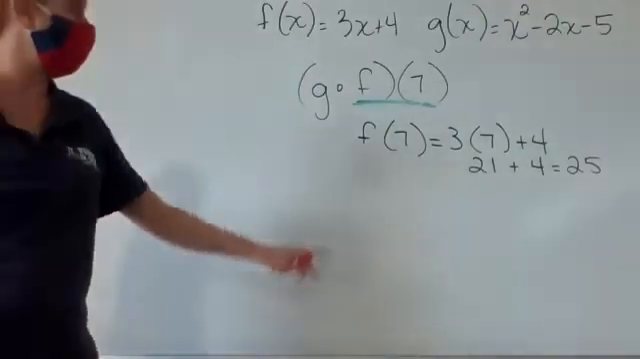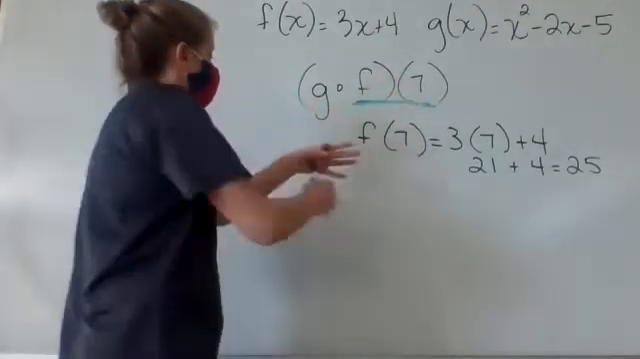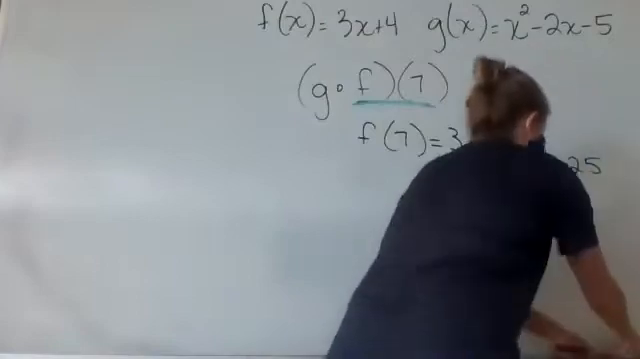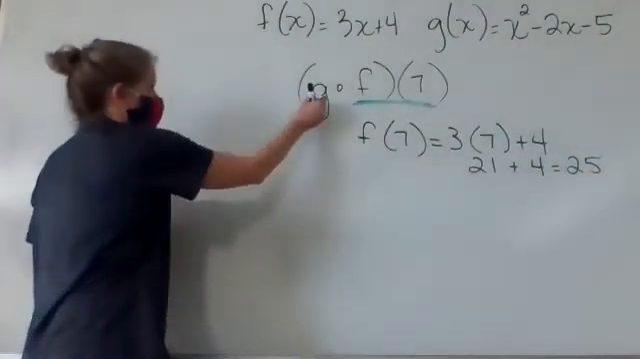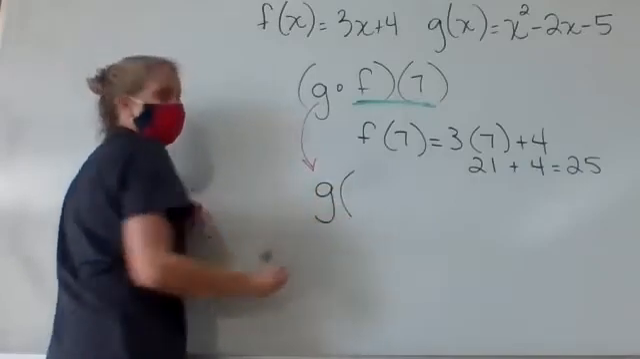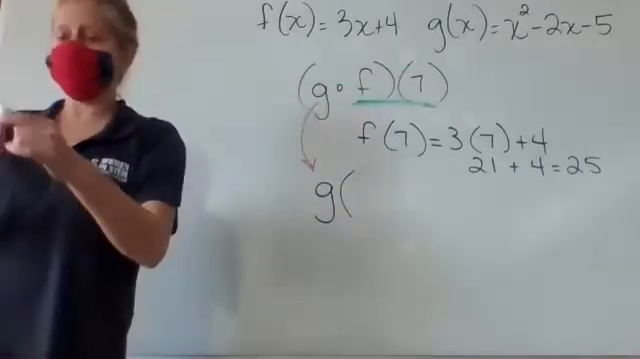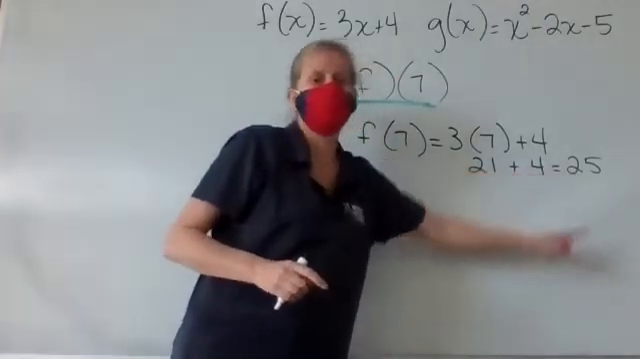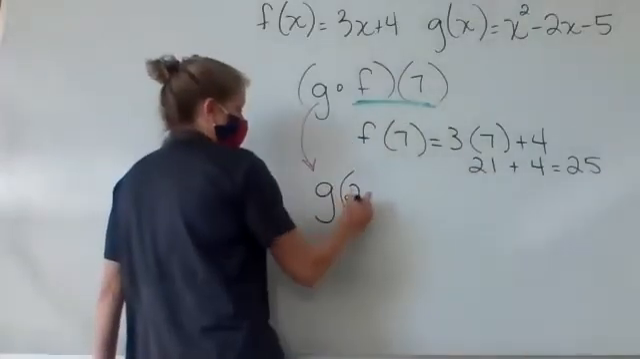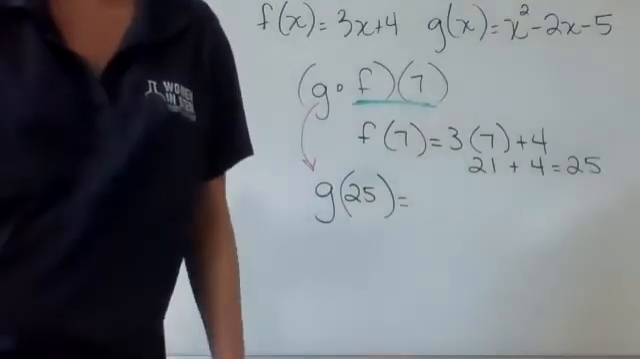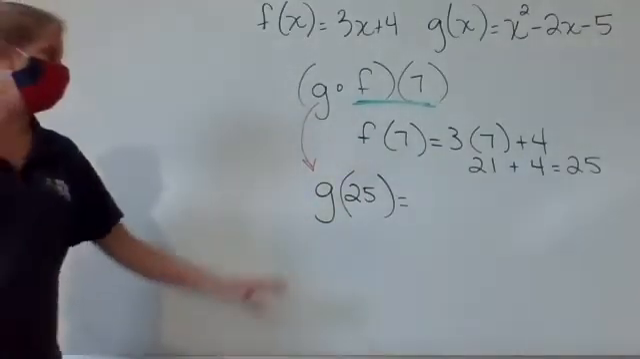So all that is that. Now I'm done with the f part. That g just comes down. And what do you find g of? Whatever your last answer was. What was the answer to the first part? 25. So that's what you're finding now, g of 25. Which tells me to do what now?